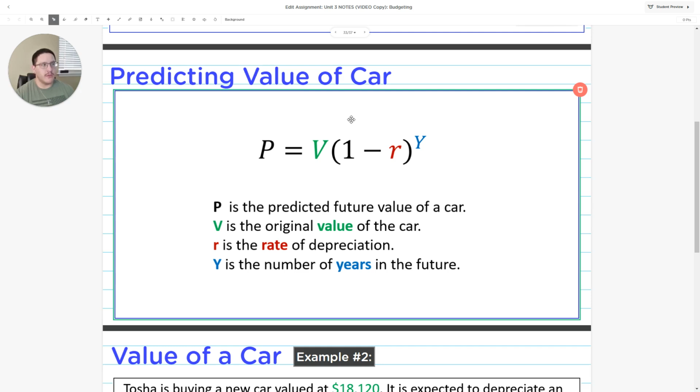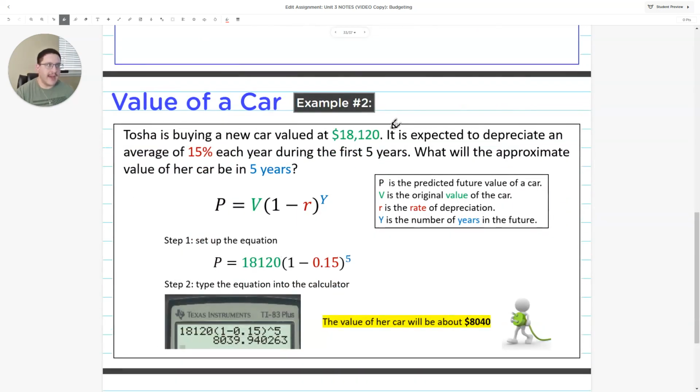So P equals V parentheses 1 minus R, close parentheses, raised to the Y value. P is the predicted future value of the car. V is the original value of the car. R is the rate of depreciation in decimal form. So again, this is in decimal form. And Y is the number of years in the future that you're carrying this out. So let's look at example 2.